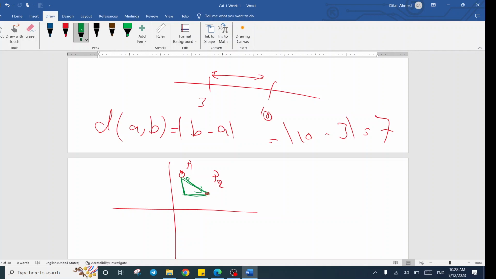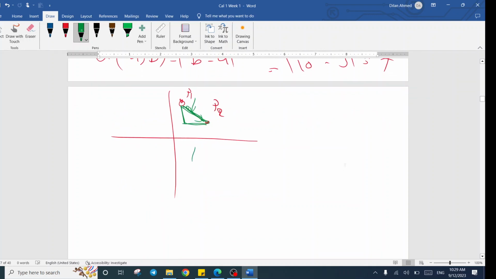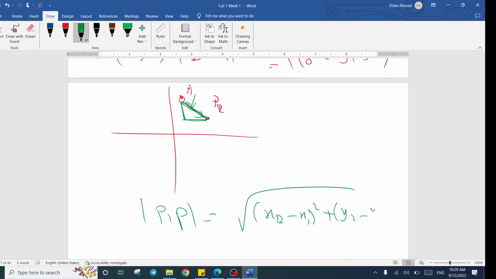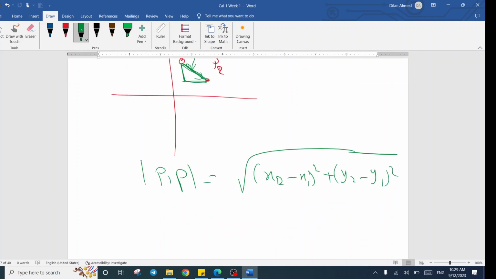So using Pythagorean, we find this hypotenuse. Then we calculate it. The distance between P1 and P2 is equal to the square root of x2 minus x1 squared, if you remember, plus y2 minus y1 squared. You saw that. It's called the distance formula for two dimensions.